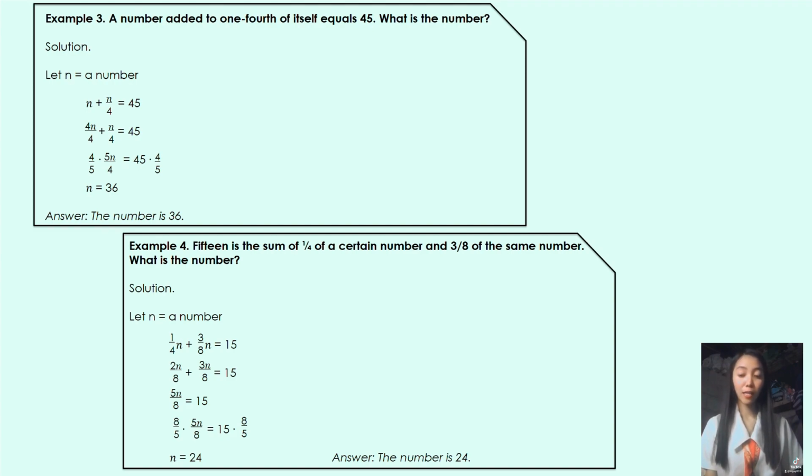Solution. Let n equal a number. 1/4 n plus 3/8 n equals 15. 2n over 8 plus 3n over 8 equals 15. 5n over 8 equals 15. 8 over 5 times 5n over 8 equals 15 times 8 over 5, and n is equal to 24.